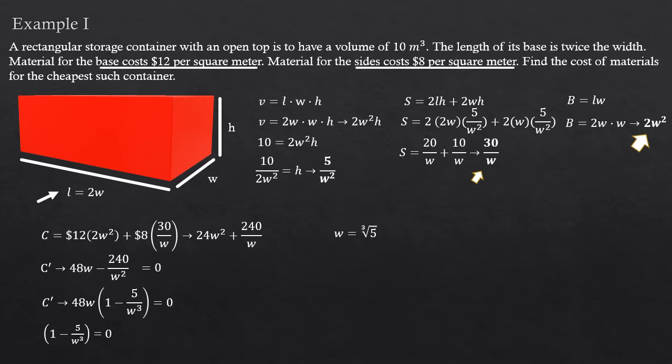Now you plug back into the optimization function, the original 24W squared plus 240 over W, and you find the actual cost of materials that will give you the cheapest such container. So that critical value is the point of optimization, which you will plug into the optimization function.